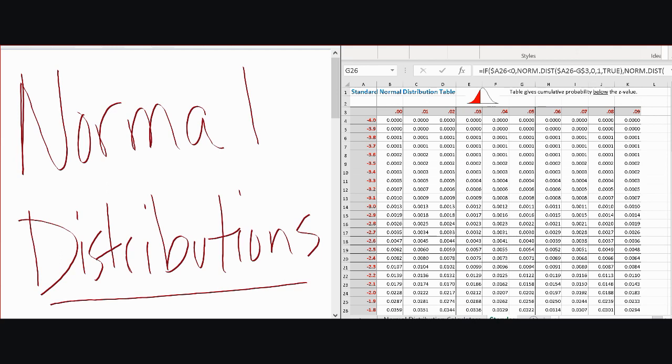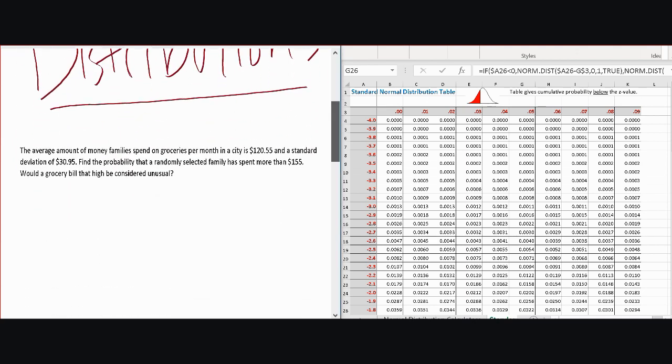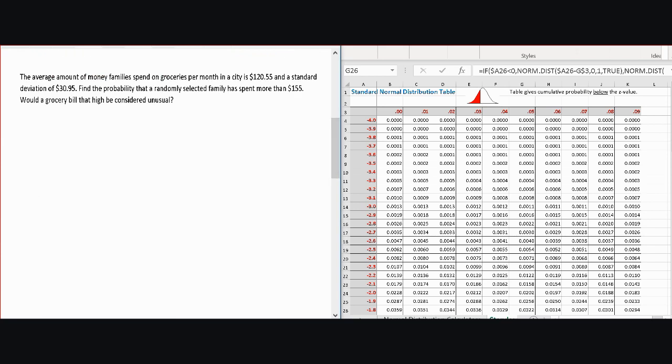So let's take a look at the problem that we're going to be working with today. The problem reads: the average amount of money that families spend on groceries per month in a city is $120.55, and a standard deviation has been found to be $30.95. We want to find the probability that a randomly selected family has spent more than $155 that month. Then we want to know, would that grocery bill be considered unusual? Would a grocery bill that high be considered unusual?